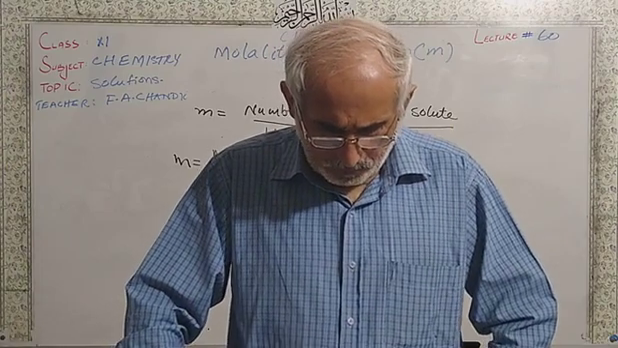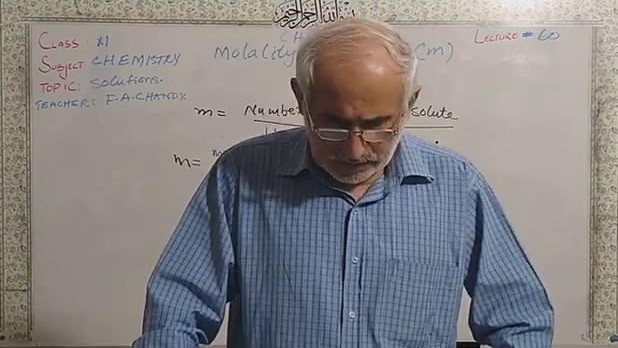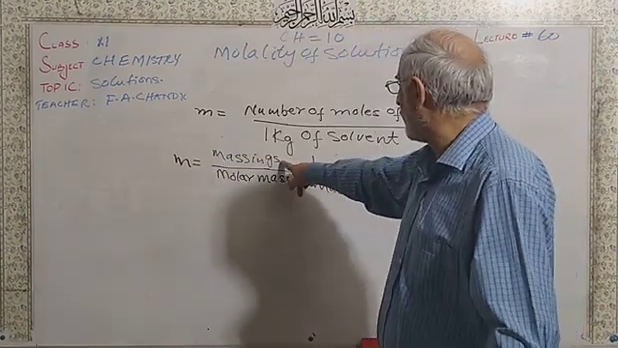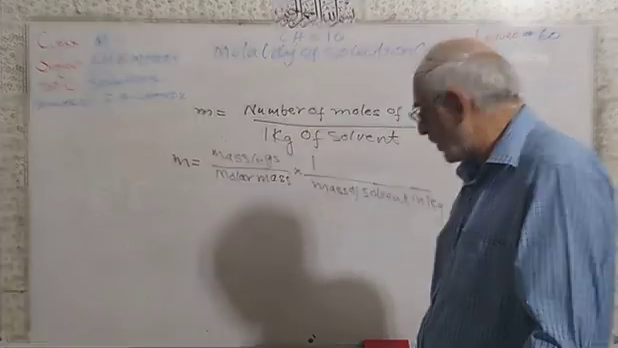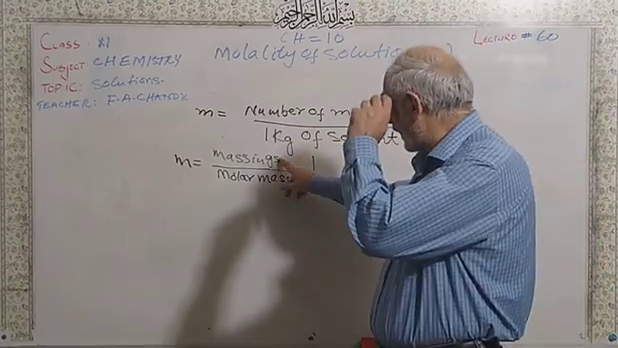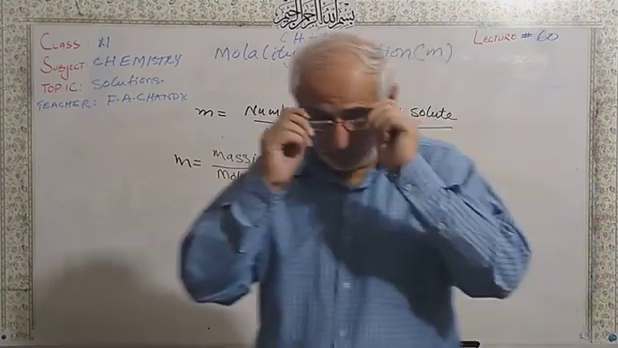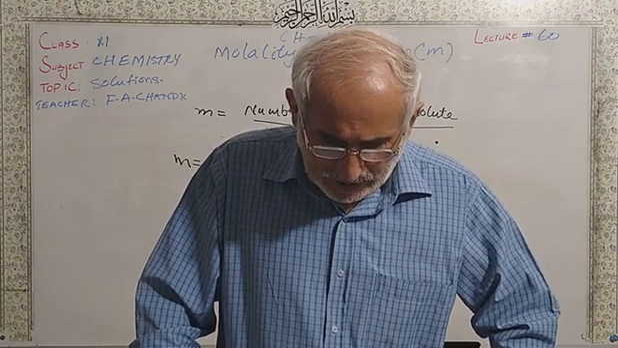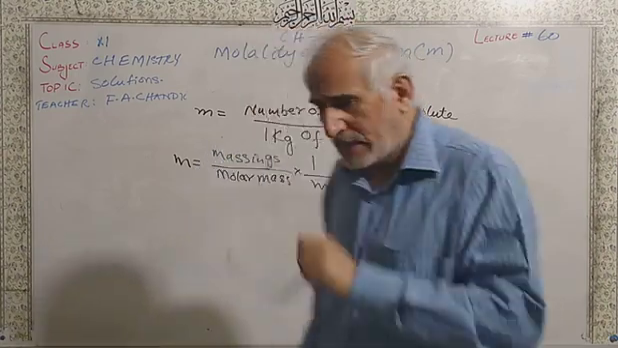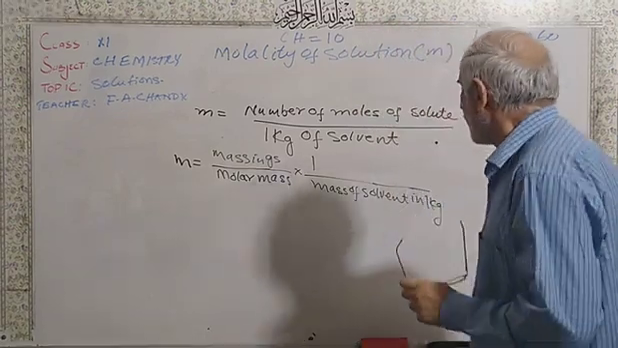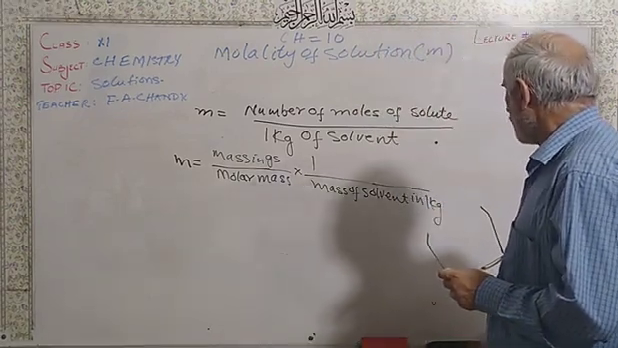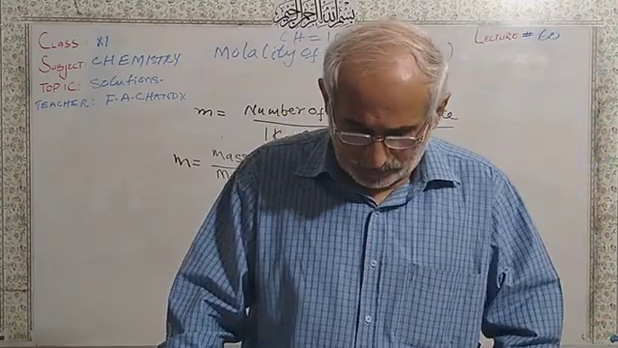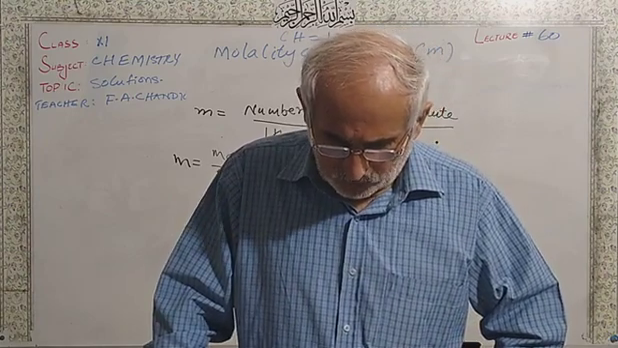Example is given here. Take 1 gram of ethanol. 1 gram. Put 1 gram here. Ethanol. Molar mass of ethanol is 46. So 1 gram divided by 46. Mixed with 100 grams of water. So mass of solvent is 100 divided by 1000. Change into kilogram, then 1 over the mass of the solvent in kilogram. So you will be able to calculate the molality.